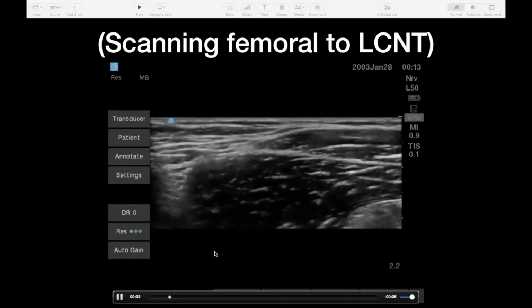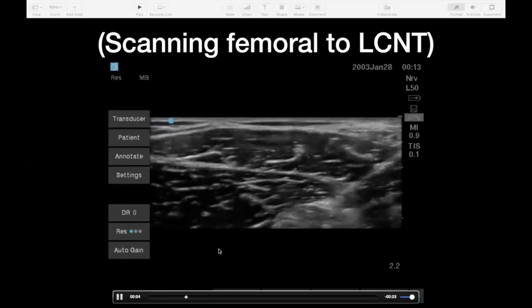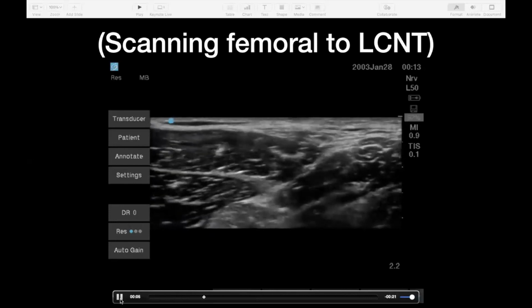You slide laterally over sartorius muscle. Just going to pause there. Over the lateral end of sartorius muscle, you have what they call this fat-filled triangle. You can imagine that's a bit of a triangle. And supposedly the lateral cutaneous nerve is always in that, or should be in that triangle somewhere. I think on a still image it's quite hard to identify, but if you scan up and down a little bit, hopefully it becomes a bit more obvious.